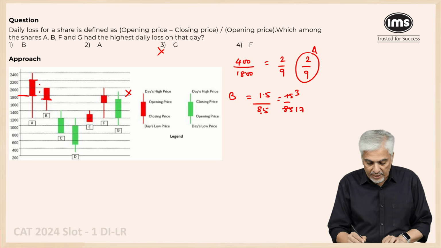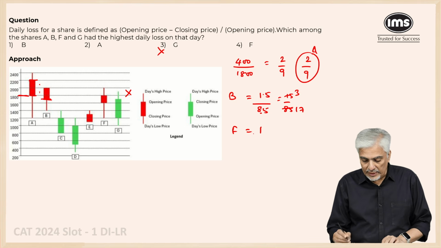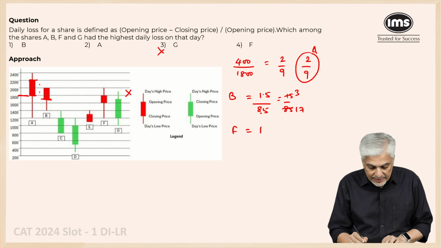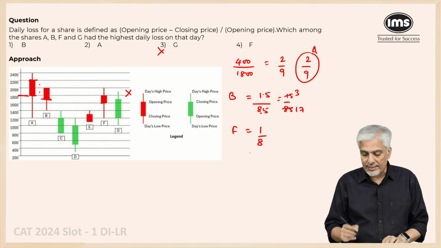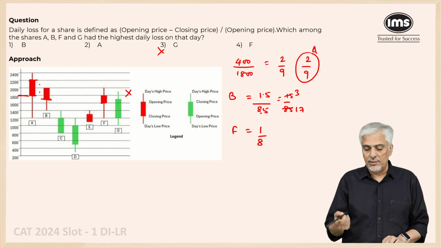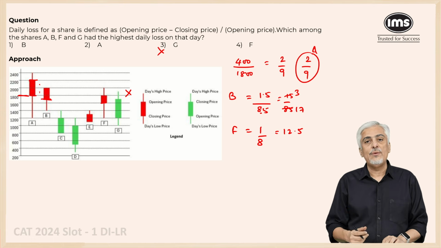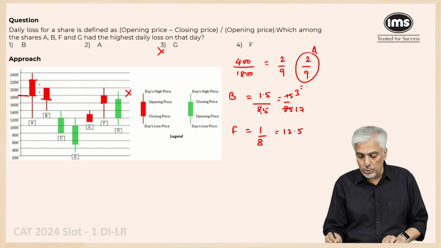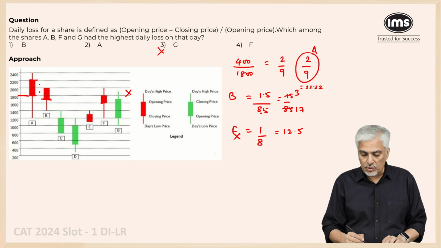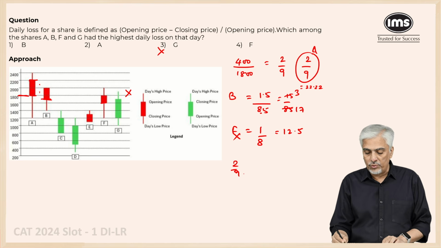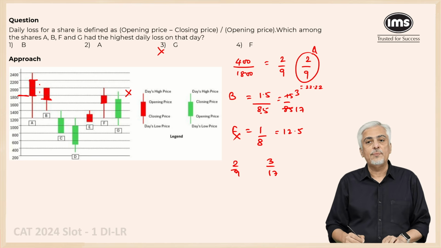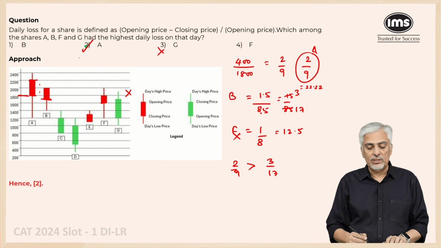Now I have to check only for F. F is 1 divided by 1600, which is 8 lines. So 1 by 8. Now, if you know your percentages well, you know that this is 12.5 and 1 by 9 is 11.11. So 2 by 9 is 22.22. So F is not my answer. I have to check 2 by 9 and 3 by 17. You could find the percentages or you could cross multiply. 17 2s are 34 and 9 3s are 27. This is greater. 2 by 9 is the best one. So A is the answer for this question.